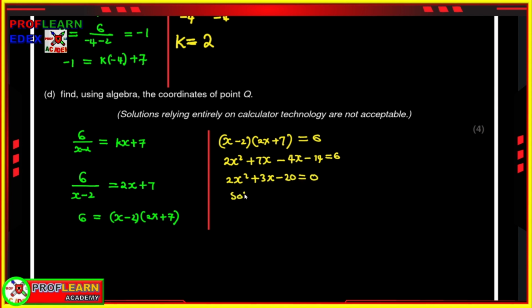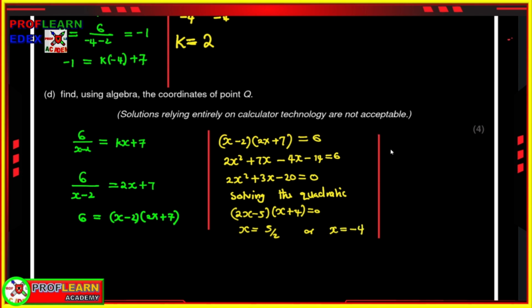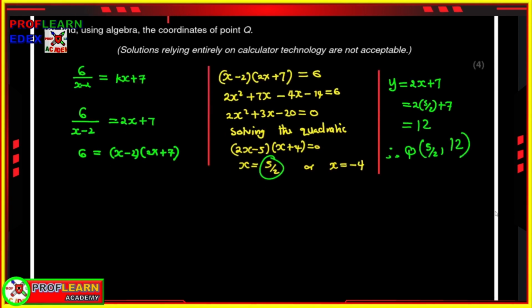Now, solving this quadratic equation, what are we going to get? We are going to have it factorized to this. So we have x equals 5 over 2 or x equals negative 4. Because already one of the coordinates, -4, has been used, the x coordinate of Q is going to be 5 over 2. That's the value of x, 5 over 2. Then we can substitute into the straight line so that we can find the value of y. So the coordinate of Q should have x and y. So our x is 5 over 2 and our y for Q is 12 as obtained here.